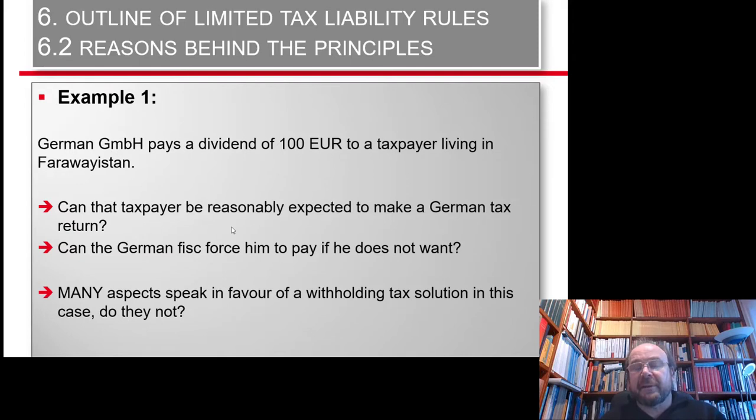Now, let's have a small look at where Germany practices, for example, such withholding tax. Think about a German GmbH which pays a dividend of 100 euro for a very small share to a taxpayer living in faraway Eastern. Now, 100 euro. Can you really expect that such a taxpayer makes a German tax return, a German tax declaration? Probably no. Can the German fisc really enforce him to pay if he doesn't want to? No, probably not. In faraway Eastern he lives, and that is far away, and so you won't get him. So many aspects here speak in favor of a withholding tax solution if the dividend comes from a German company, which it does by definition.